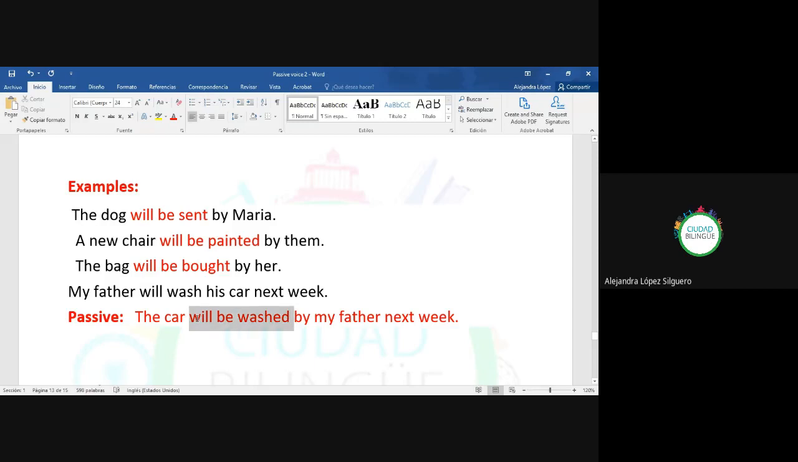So here we have the structure. And that's it. Excellent. Okay, guys, so tomorrow we will continue on this tense, the future. Okay, ya mañana entonces continuaremos con esto y cerramos para pasar al próximo tema.